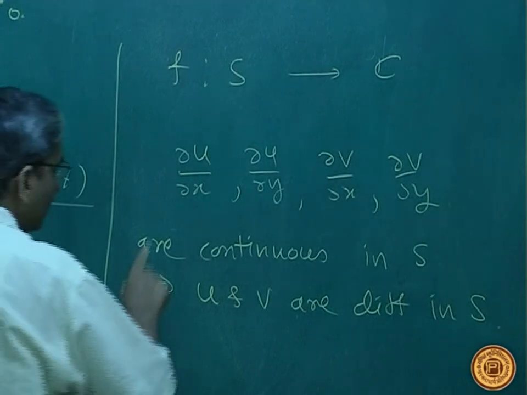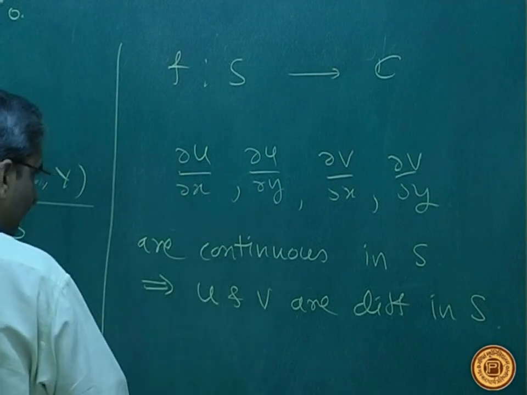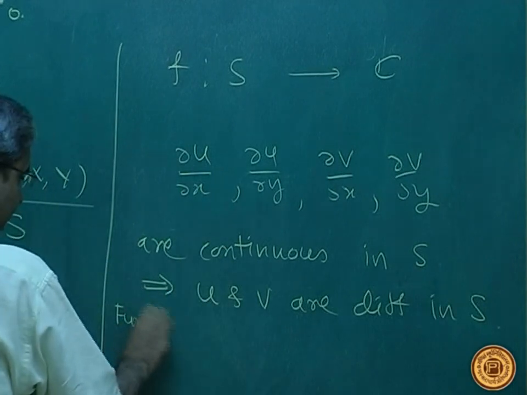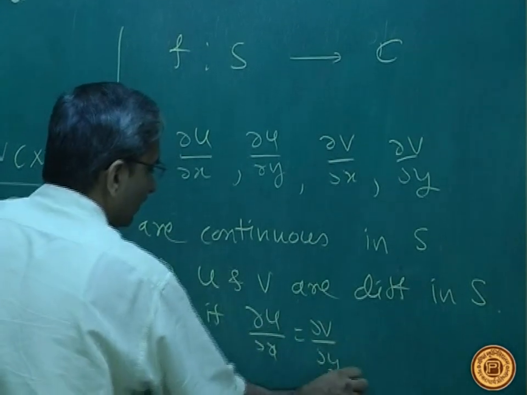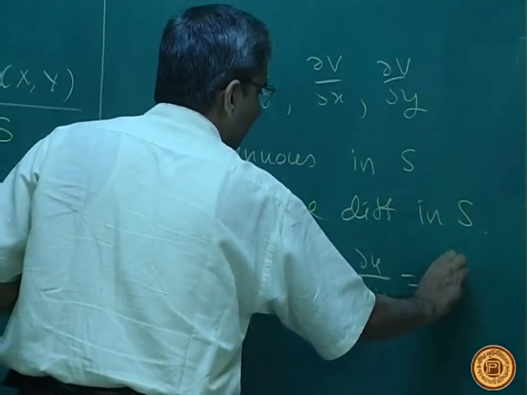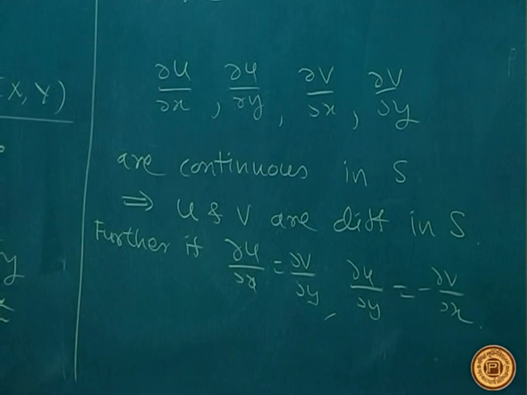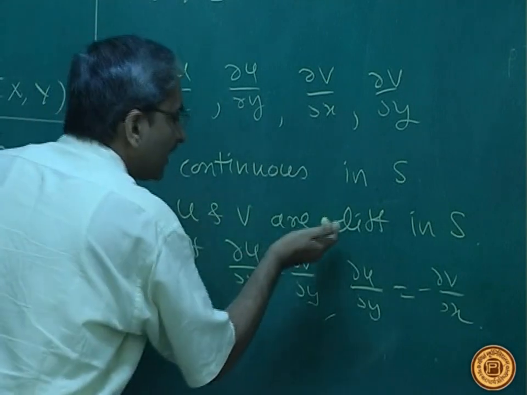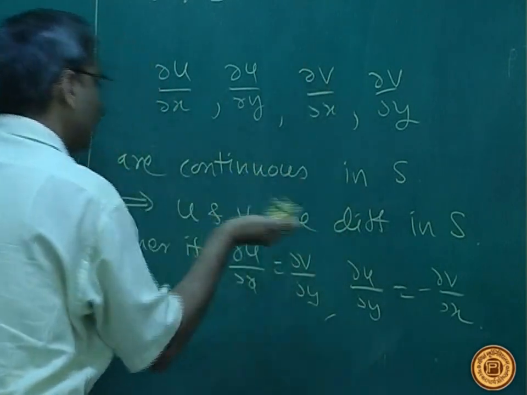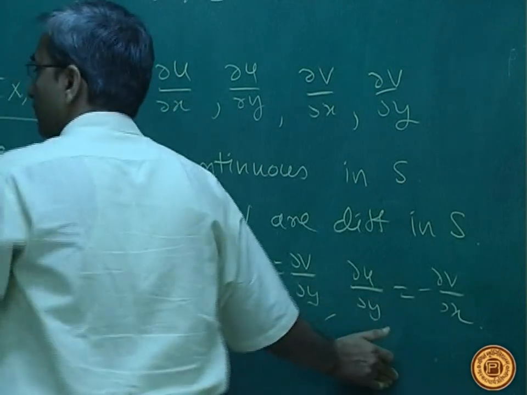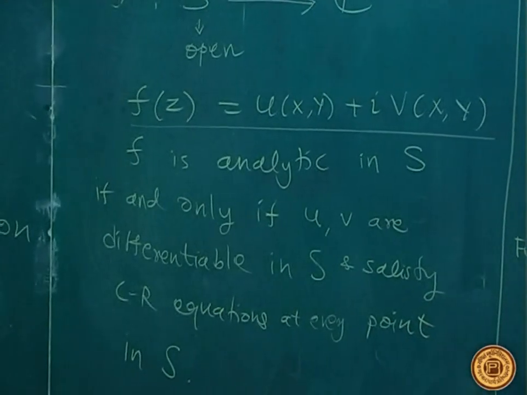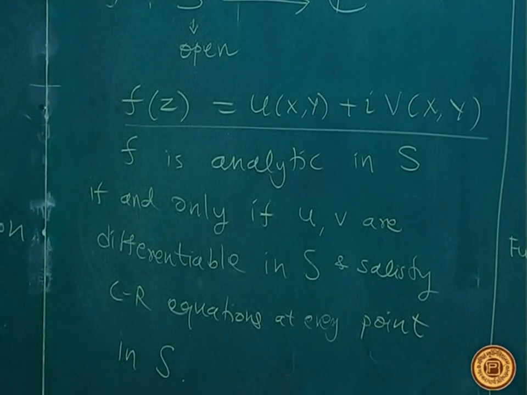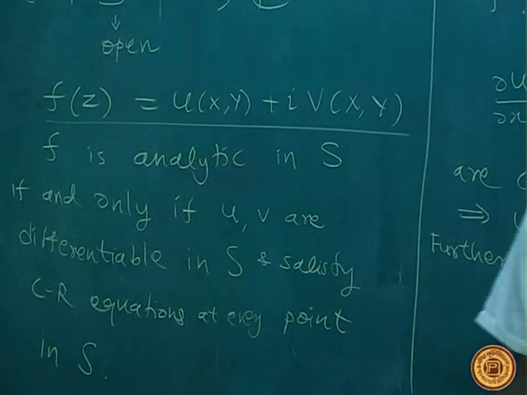And further, if Cauchy-Riemann equations hold, what will happen? Further, if ∂u/∂x equals ∂v/∂y and ∂u/∂y is minus ∂v/∂x. So they are continuous and satisfy Cauchy-Riemann equations. But they are continuous, therefore they are differentiable. First order partial derivatives are continuous, therefore u and v are differentiable. And they satisfy Cauchy-Riemann equations. Now see here, if the functions are differentiable and satisfy Cauchy-Riemann equations, then what happens? f is analytic. So this implies that f is analytic.